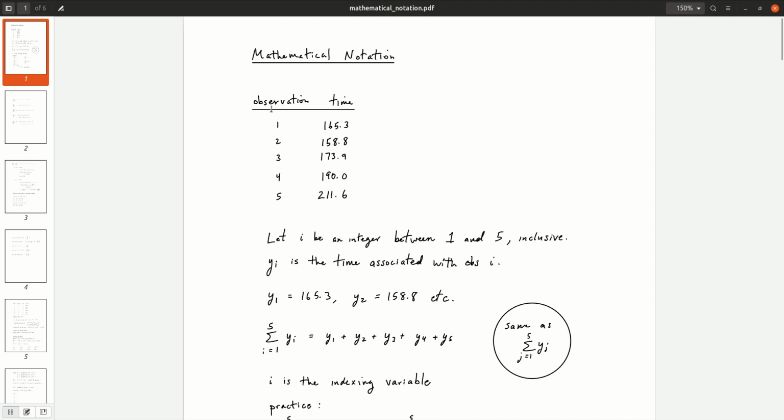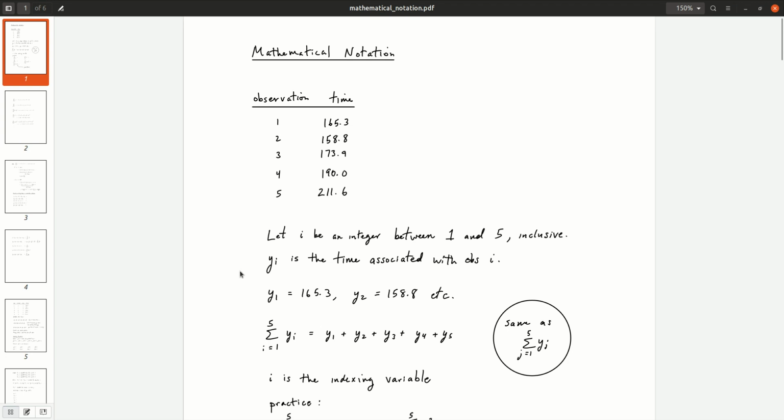So if you were to label these columns, you could label the first one i, and the second one y sub i. So in this case, y sub 1 is the time associated with the first observation. And if you look up in that table, that's 165.3. y sub 2 is the time associated with the second observation, and that's 158.8. So you could do this for each of these 5 observations.